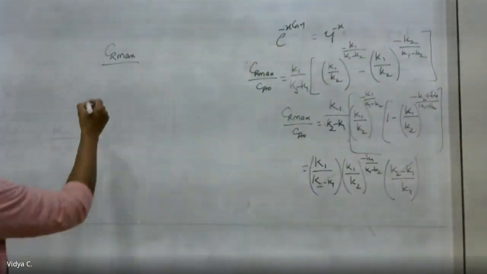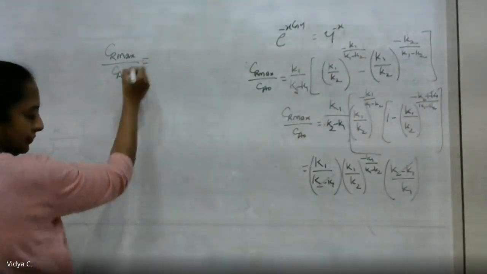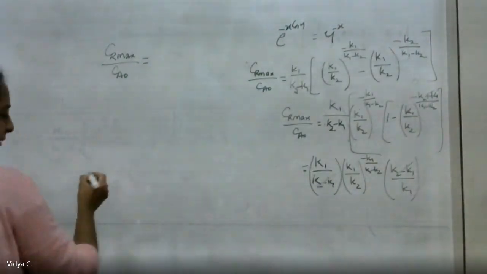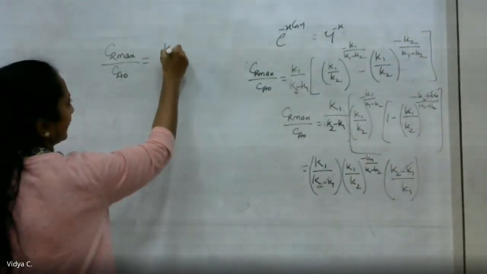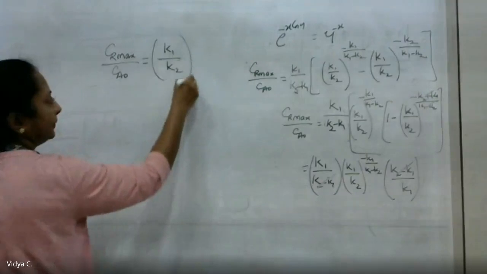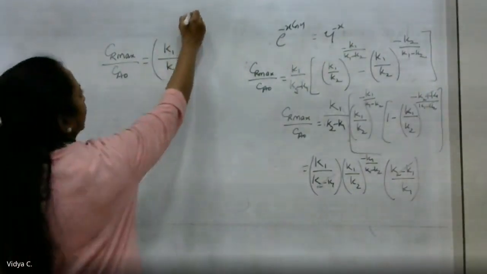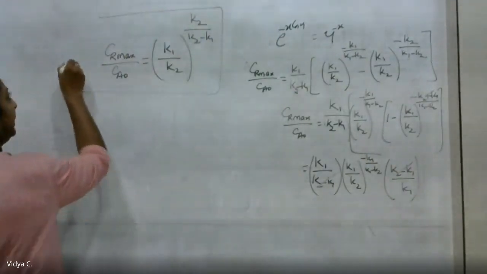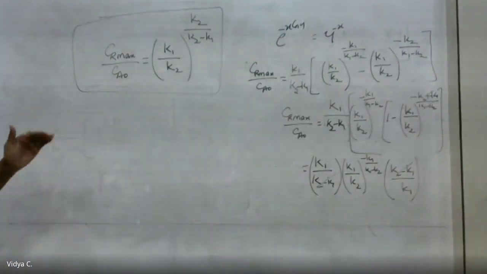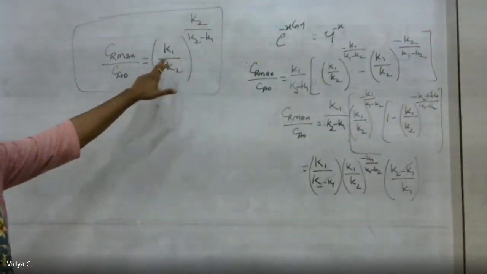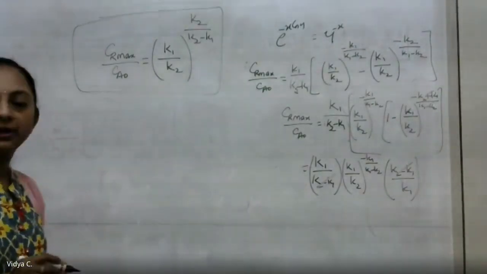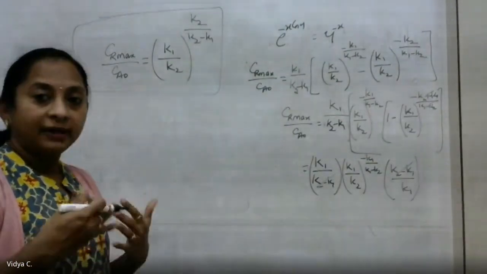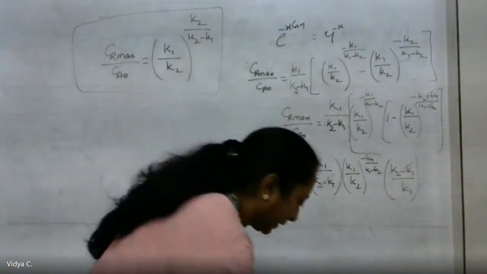CR max by CA naught will now be CR max. I'll write the final equation, and the final equation is K1 by K2 to the power of K2 by K2 minus K1. This is a very important term which you have to really remember. You'll be having problems on that because usually rate constants will be given and you are asked to find at what temperature, time does the Cmax occur, find the value of Cmax. So you will have questions on that.